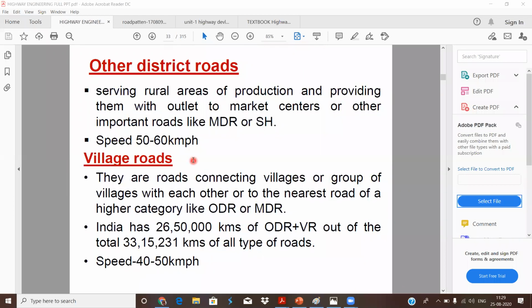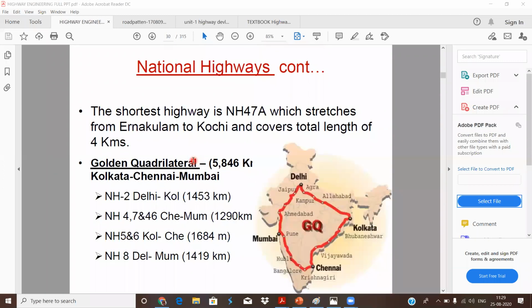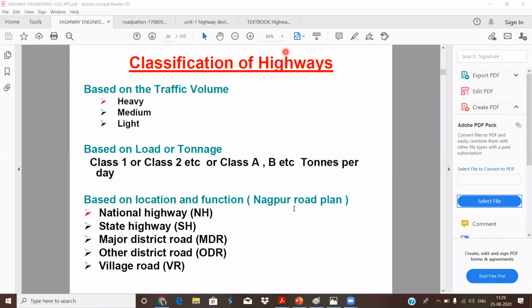So lastly, I said that classification is based on the Nagpur Road Development Plan or Rural Road Plan. Okay, based on the rural area. Classification based on rural area, or based on the Nagpur Road Plan, or based on location function. So these are the five types.